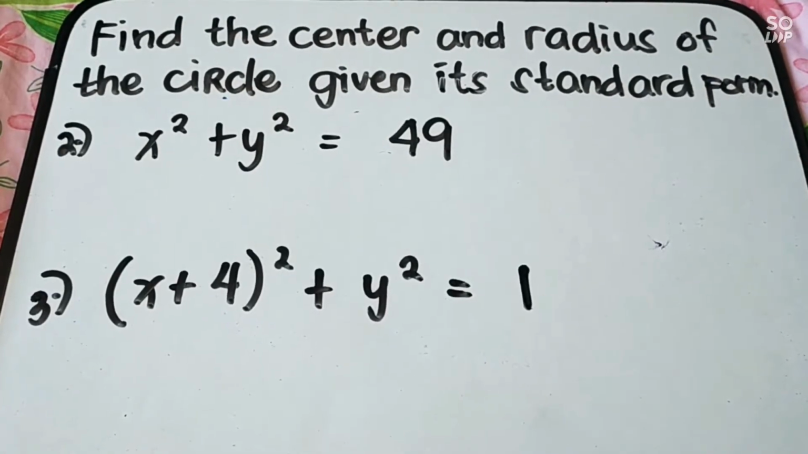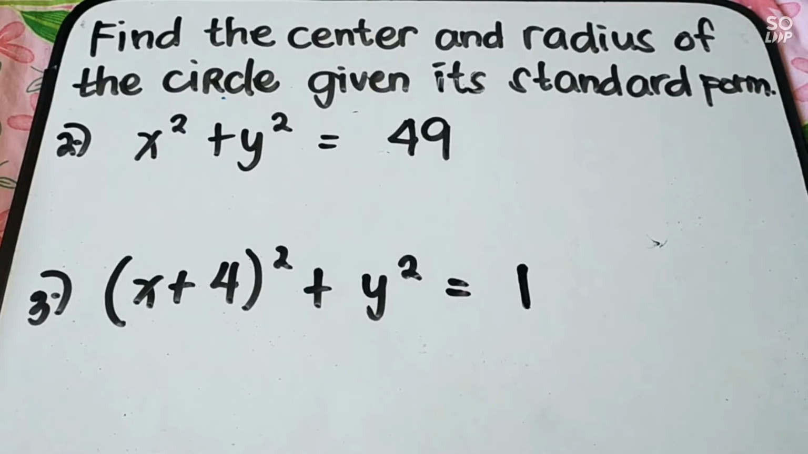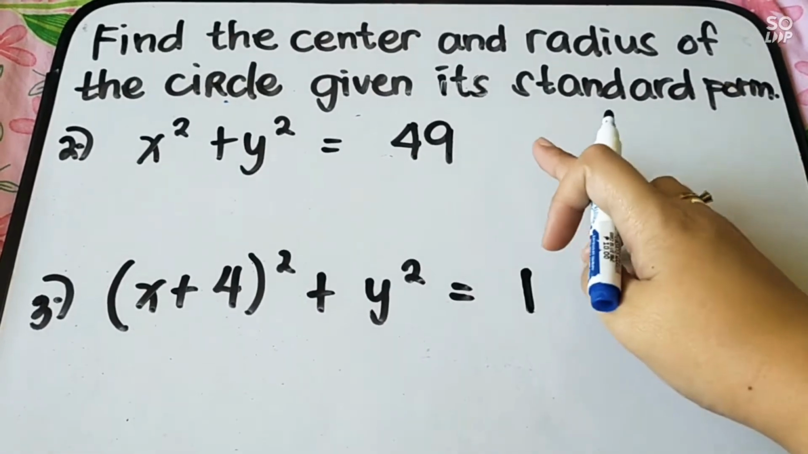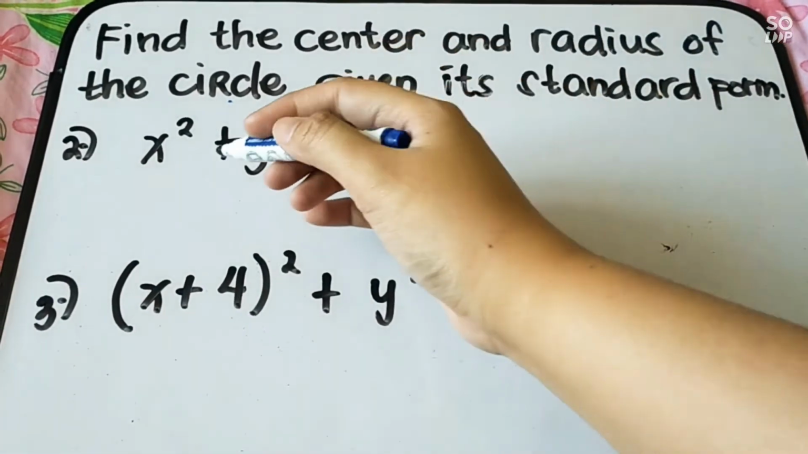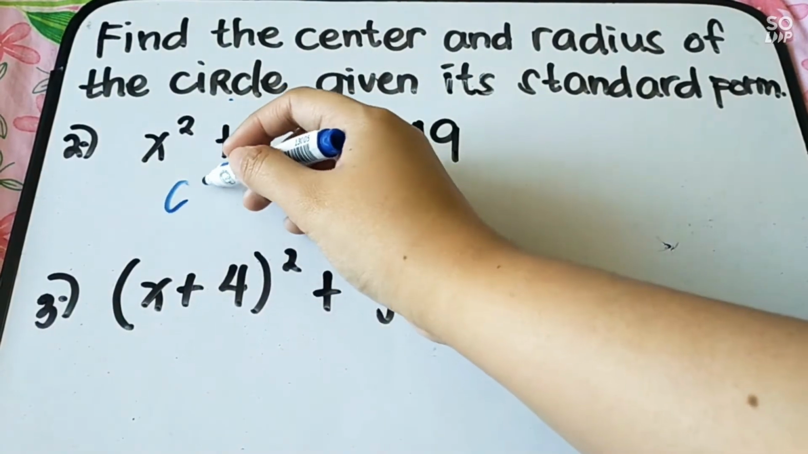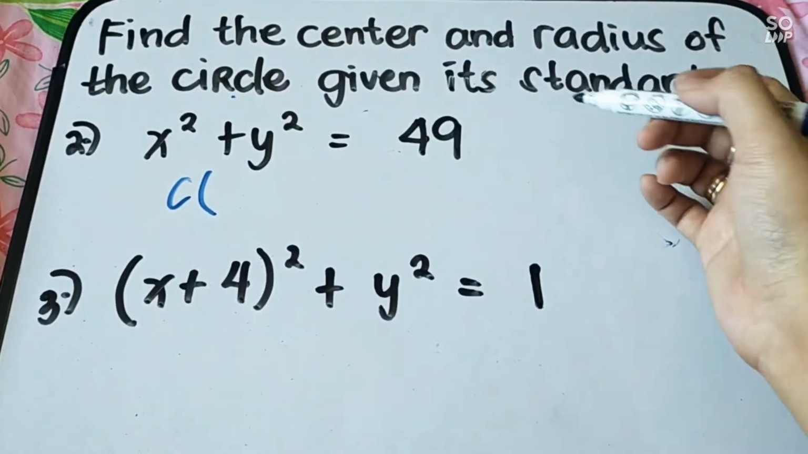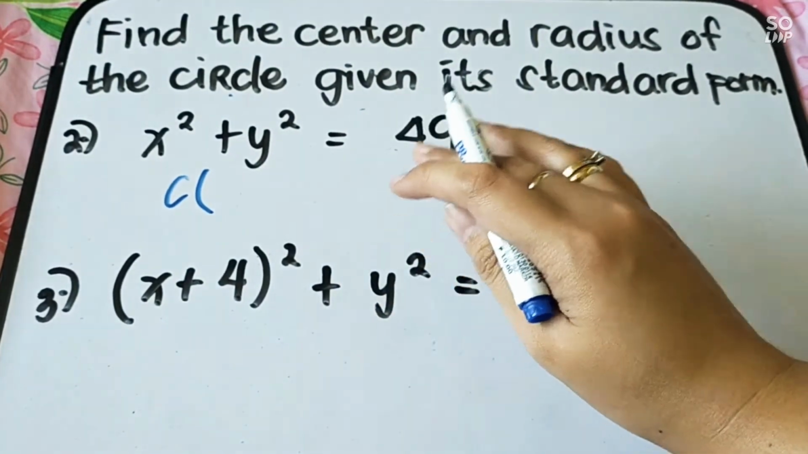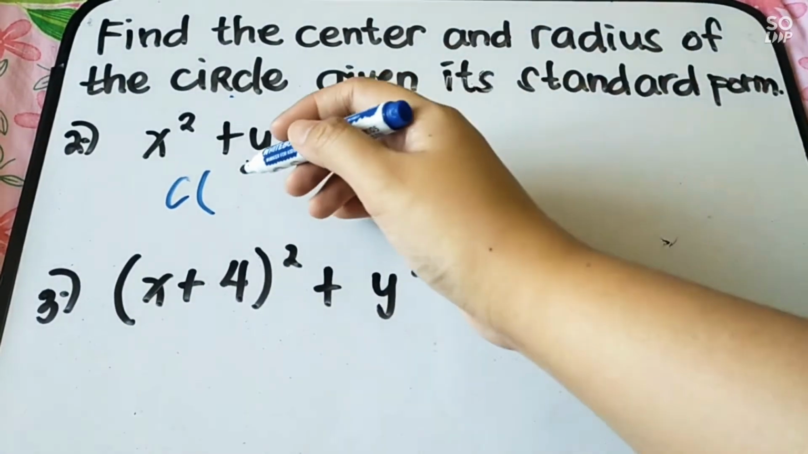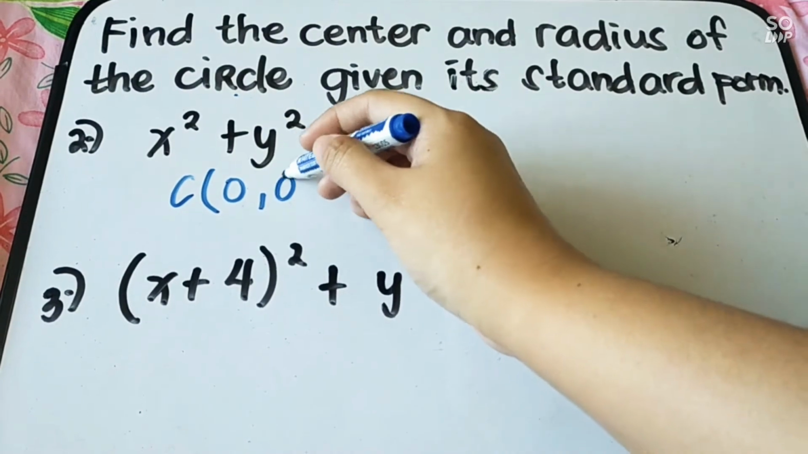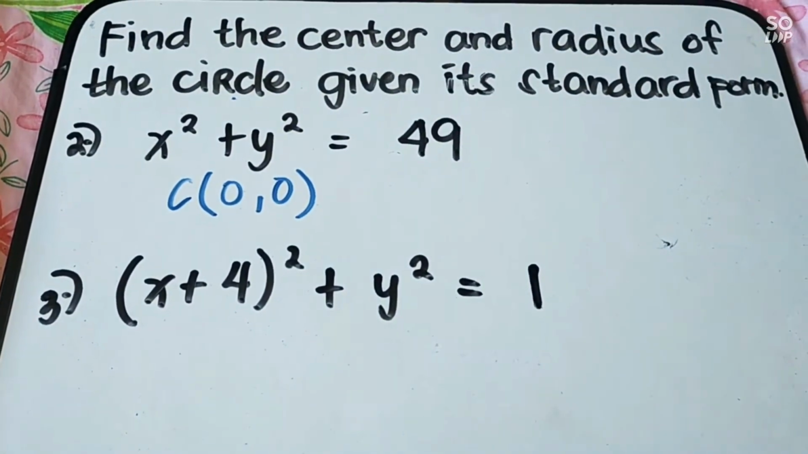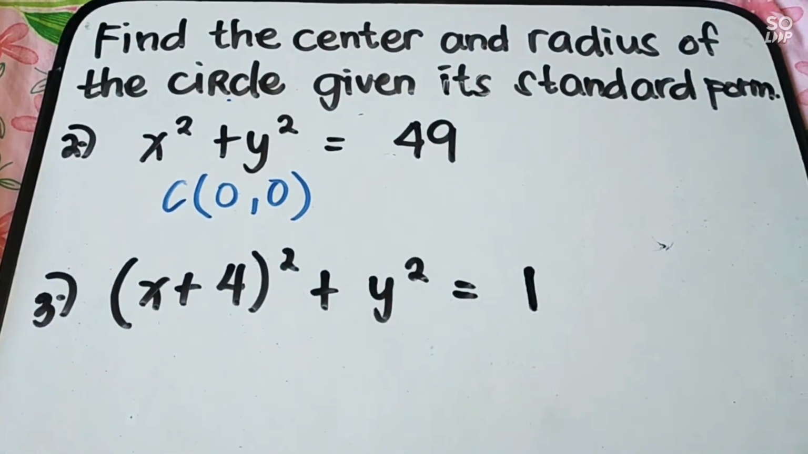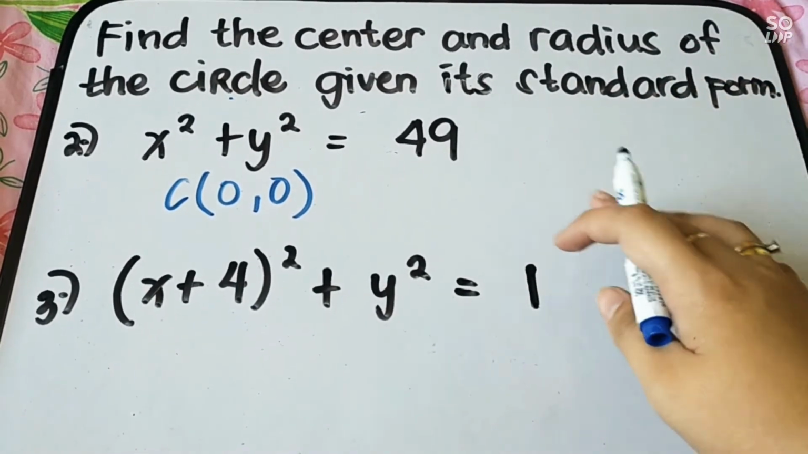Number 2. Our given is x^2 + y^2 = 49. Let's now find for h and k. Your center is (h, k). Since etong x squared plus y squared ay wala ka namang makikitang kasunod pa, so therefore it is 0 and 0. Ganun lang kasimple. Diba? Meaning, nasa origin yung kanyang center.